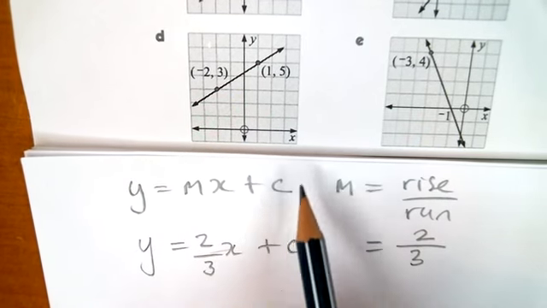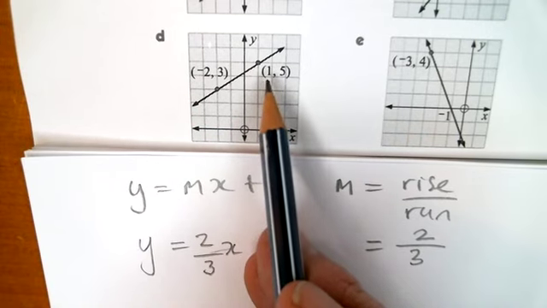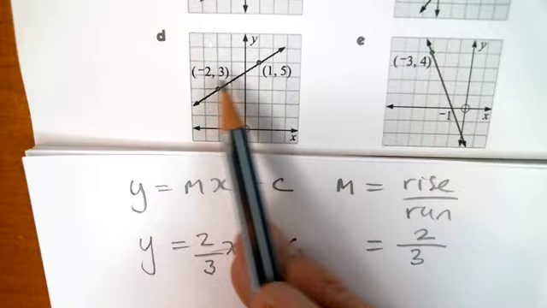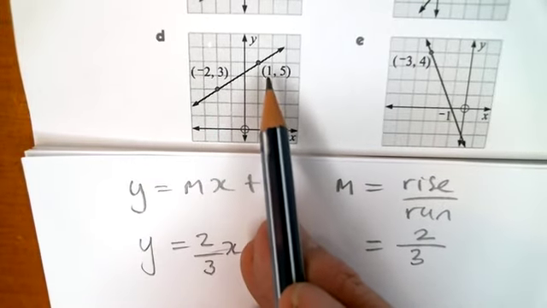So I'm going to do that. Let's choose, in this case, the x value of 1 and the y value of 5. We have to just choose one of the coordinates. I've already done this one here, so let's go ahead and choose this one over here.